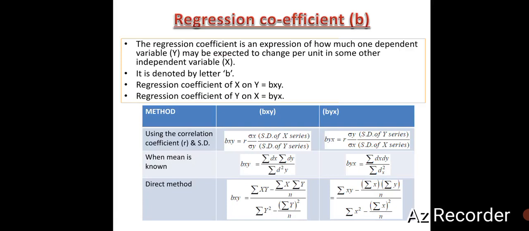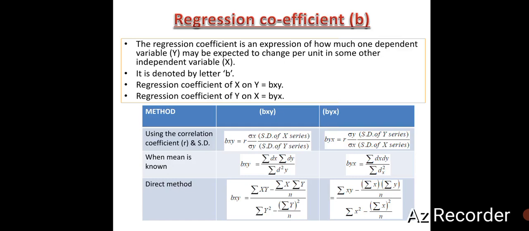Now regression coefficient. This is a mathematical tool used to determine the value of regression. It is denoted by b, and the regression coefficient of x on y is bxy, and the regression coefficient of y on x is denoted as byx. Now there are various methods. If we are using the correlation coefficient r and standard deviation, then the regression coefficient equals r into standard deviation of x series upon standard deviation of y series. If the mean is known, then the regression coefficient equals summation dx into summation dy upon summation d square y, and the same goes for byx.